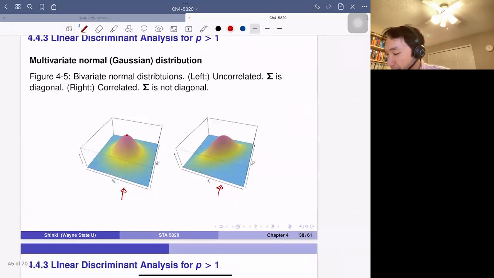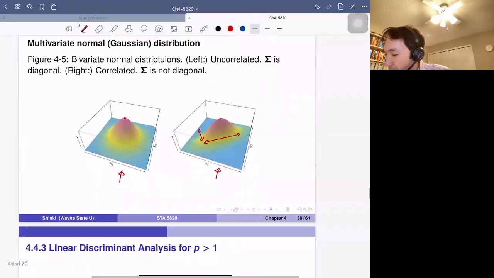In the one-dimensional case, except for the center mu, we only have one parameter, the variance. But in the two-dimensional case, some distributions have the same shape in any direction, but some have different shapes depending on the direction. For this direction the width is smaller, but in this direction the width is larger. So we have several different ones.